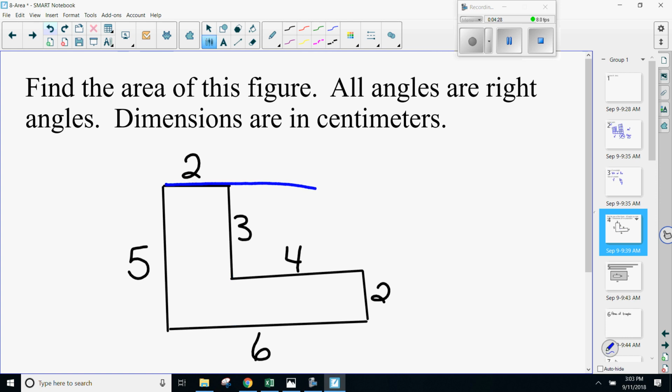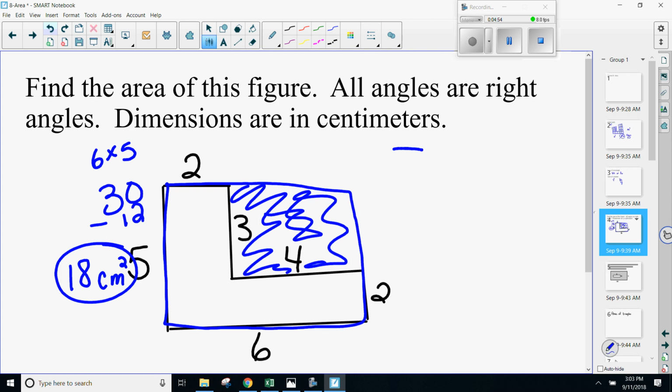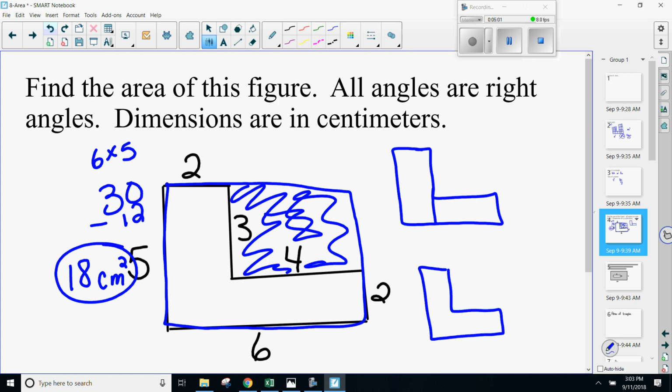The other way you could do it is make a large rectangle out of it, which has dimensions of 5 times 6. So 6 times 5, which gives you 30. And you want to take away this right here, which has a value of 12. So 30 minus 12 is 18. And your units are square centimeters. I don't care which way you do it. So you've had 3 different ways. You can take it as a whole and split it that direction, or you could split it with the horizontal line right there. Any one of the three.